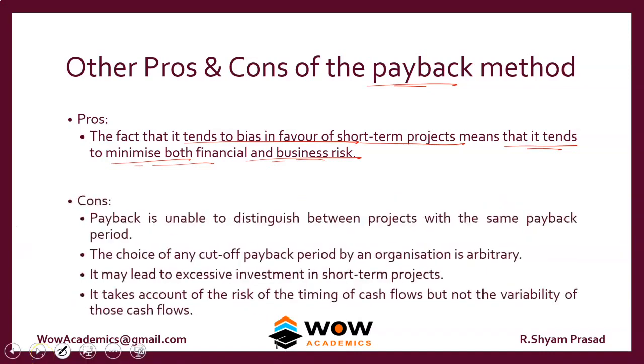Drawbacks of this method: payback is unable to distinguish between projects with the same payback. If two projects are going to have 2 years of payback, and another one also has 2 years payback, then there's a problem of which one has to be selected. The choice of any cutoff period by the organization is arbitrary. So the company says select projects which have a payback period of less than 5 years. In that case, we choose all the projects which are less than 5 years.